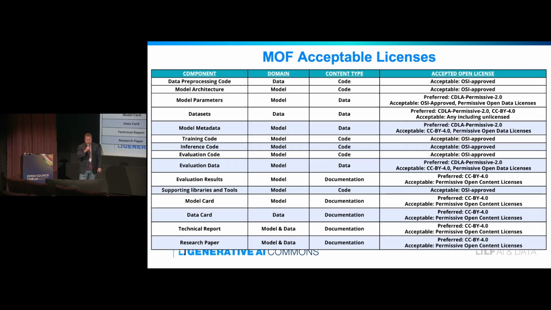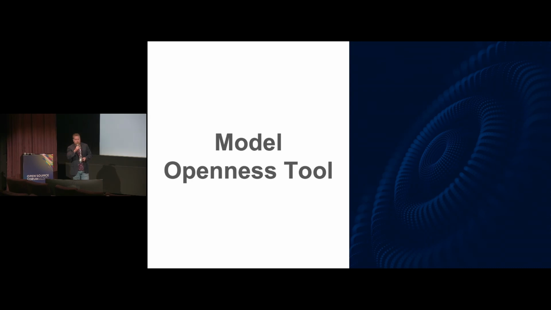So don't try and take a whole lot away from this table here. There's a lot here, but if you do take anything away from this table, it's that we took all these components and distilled them down to two distinct domains. It's either in the data domain or the model domain. And then we took from there content types, right? Is it code? Is it data? Is it documentation? And then we came to some general agreement on the most acceptable set of licenses that are permissive for each of those components.